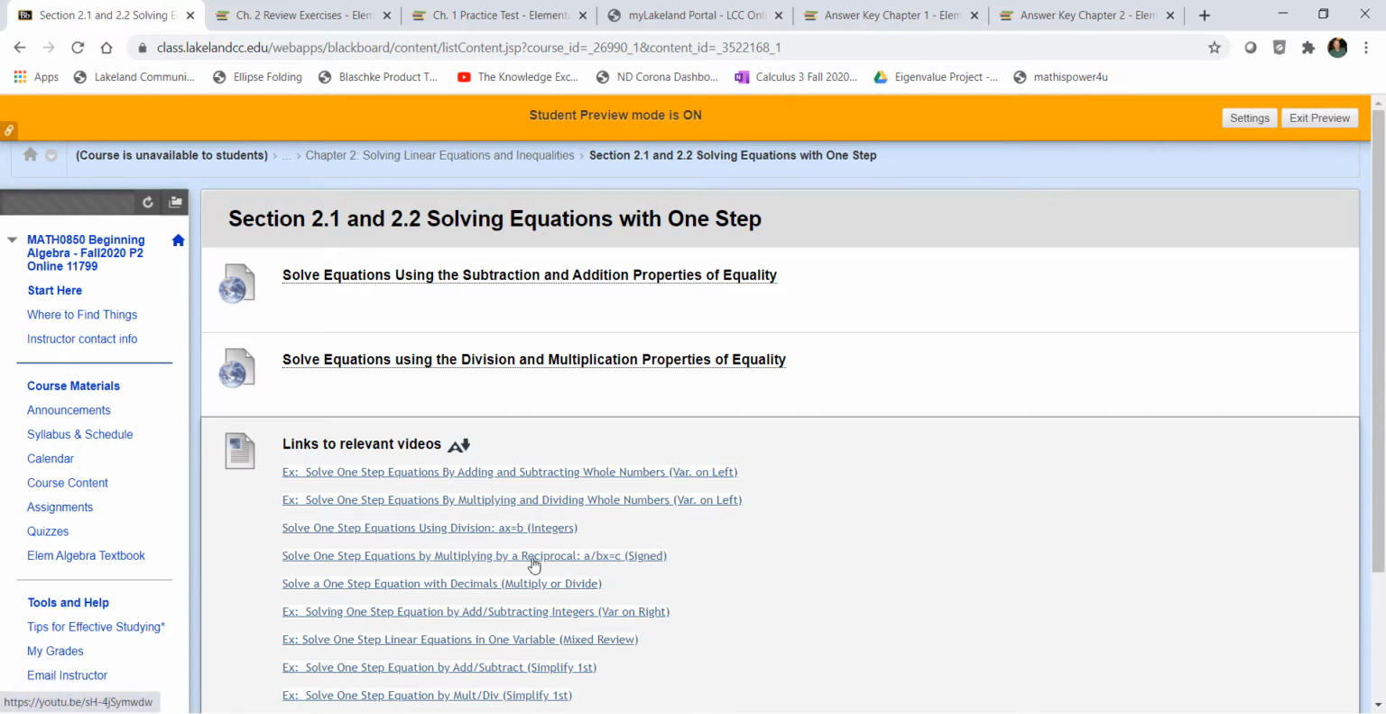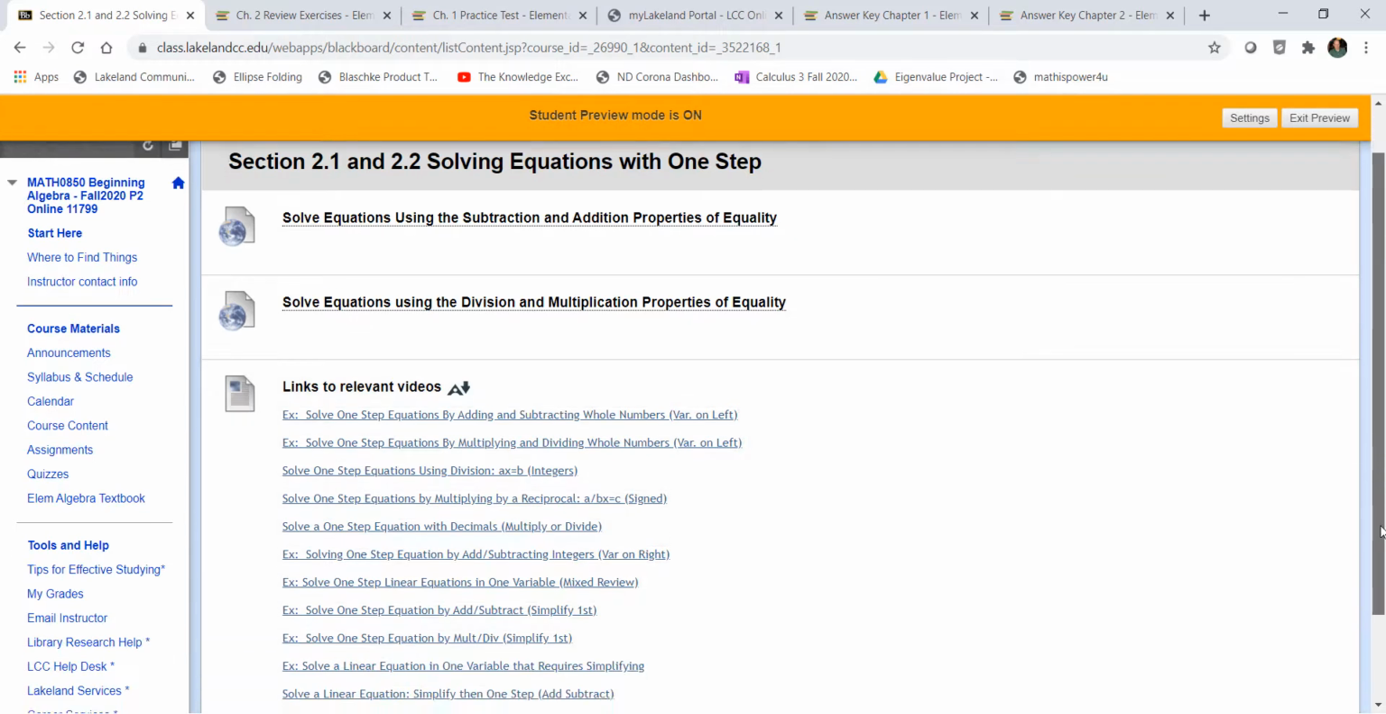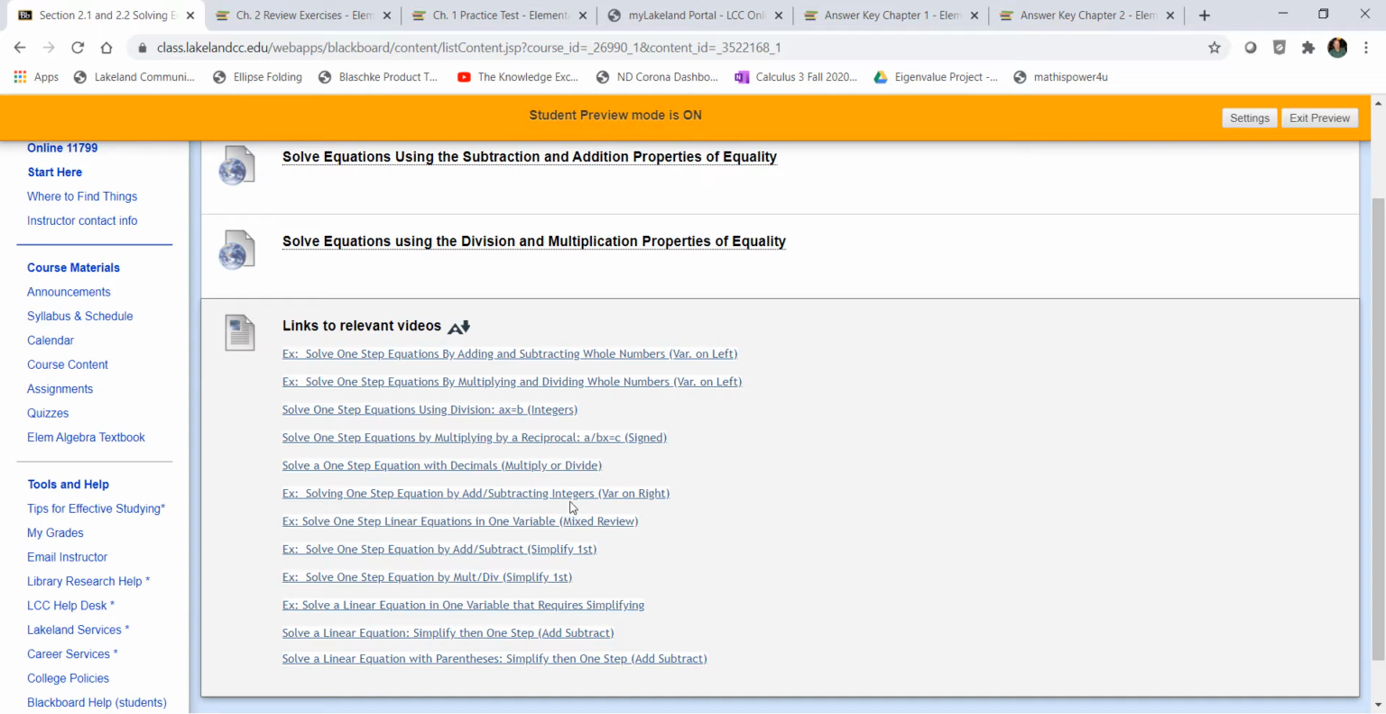Solve one-step equation by multiplying by a reciprocal, signed. A little mixed review. Maybe I understand basically how to solve simple equations, but it's when they get more challenging that I'm in trouble. So let me try the mixed review. And I think these videos are very well done.